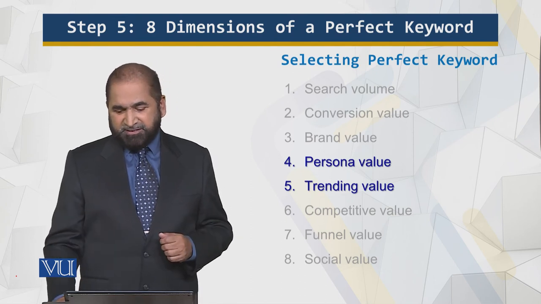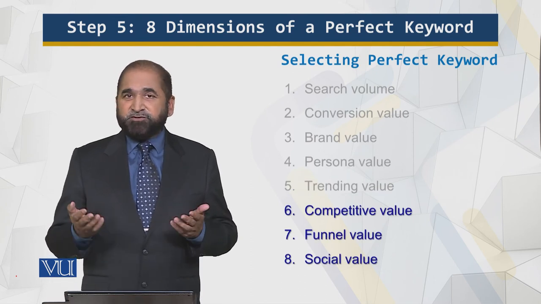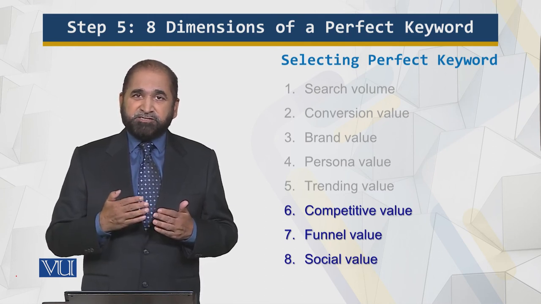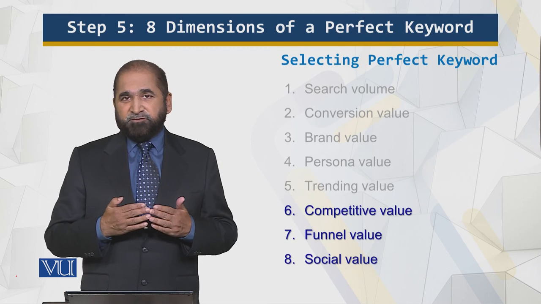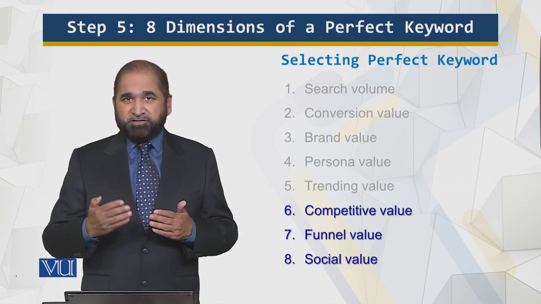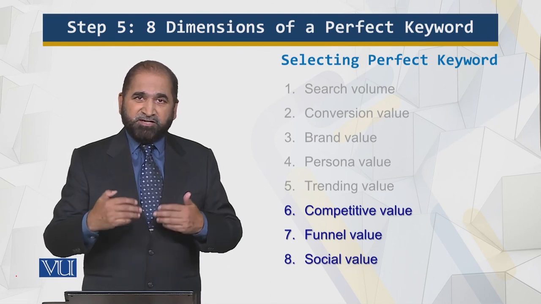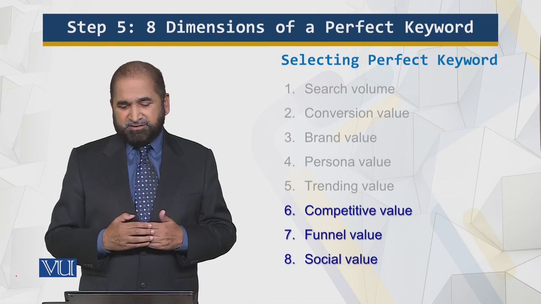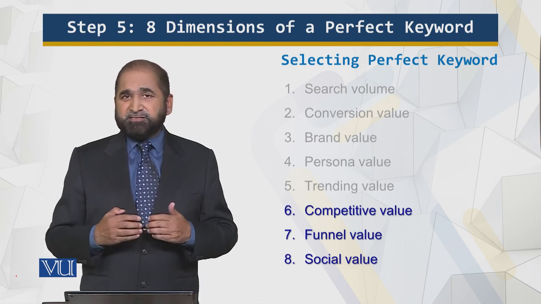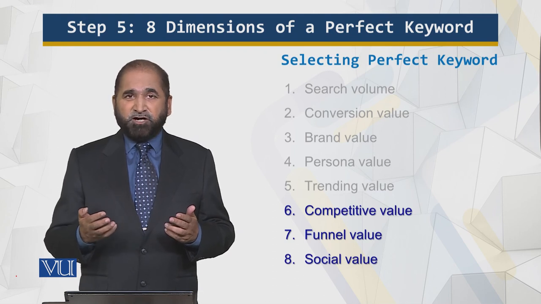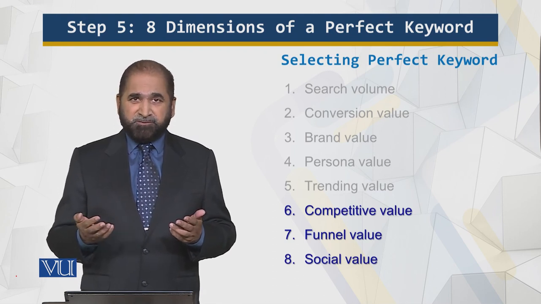And then is the competitive value. Competitive value means what your competition is looking for in the keyword, and what you should have in your keyword, in your domain name, so that you go ahead of your competition. So that is the competitive value. And then is the funnel value. And of course, then is the social value. Social value is how people associate socially.